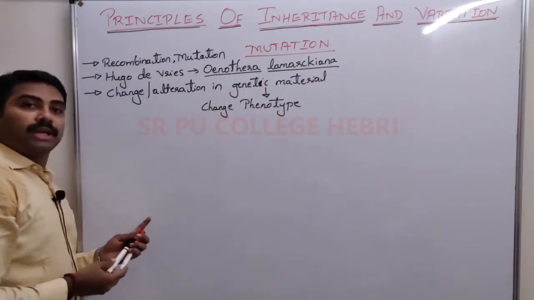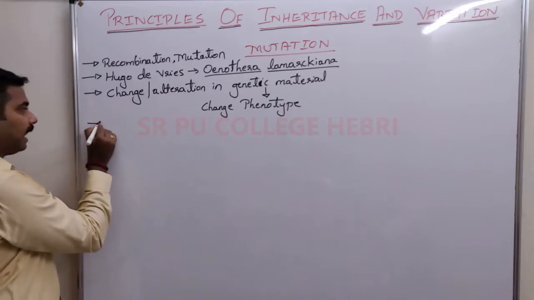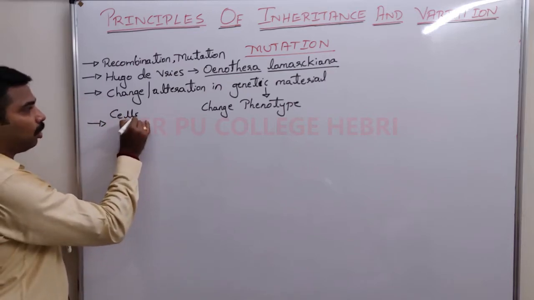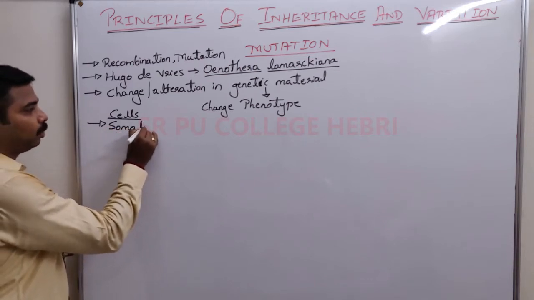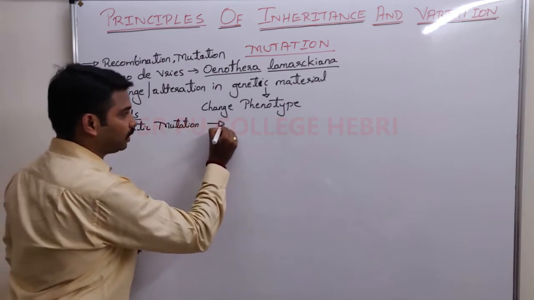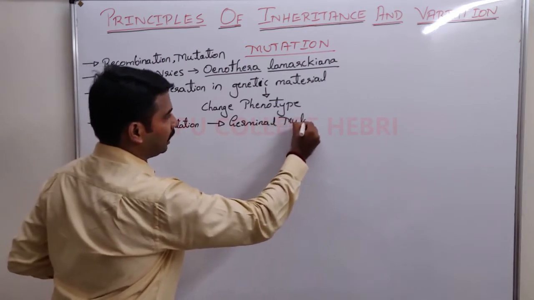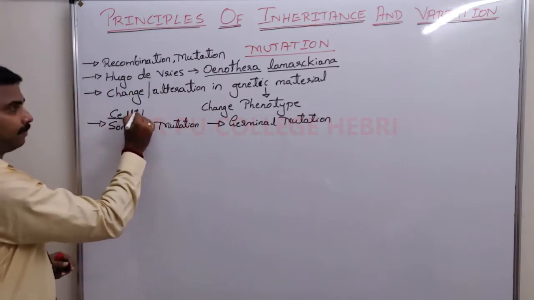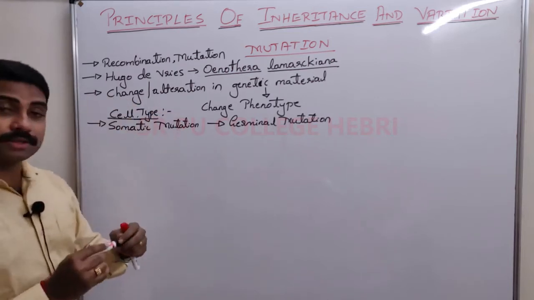Mutation, in what type of cells is it occurring? Based on that, I can group mutations into two types. Based on the cell type, it may be either somatic mutation or germinal mutation. Based on what? The cell type. It is of two types. What do you mean by somatic mutation?